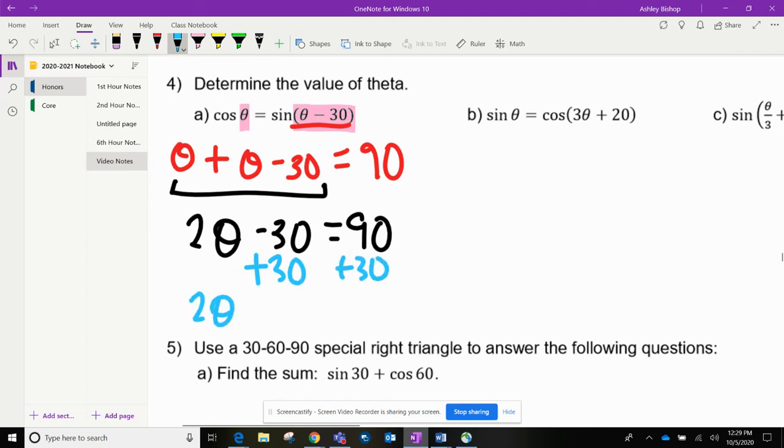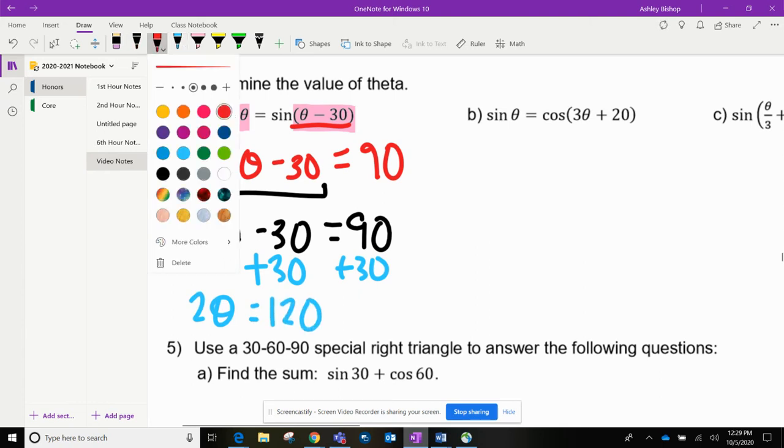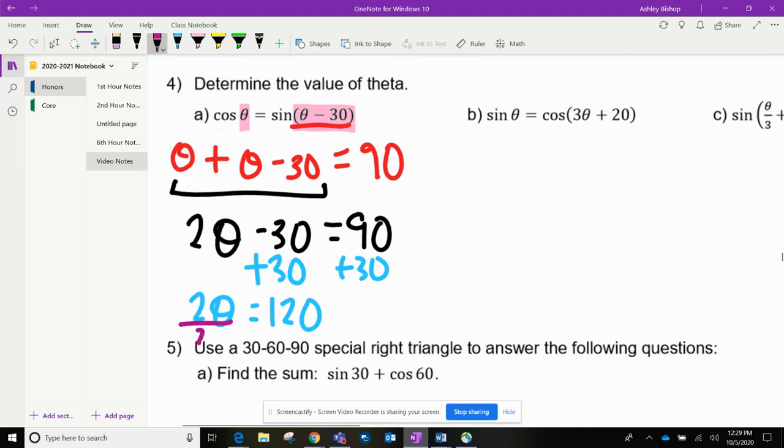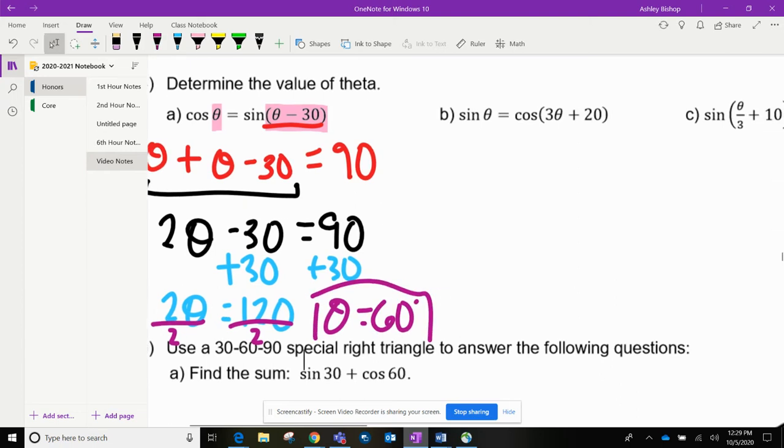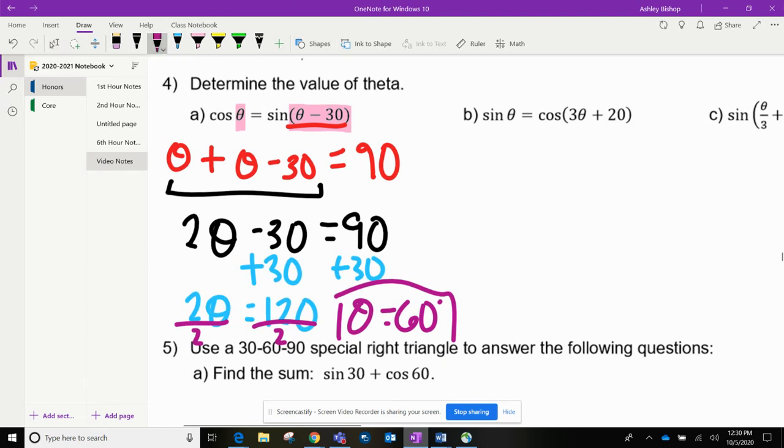Then 2 theta is equal to 120. Get your thetas by themselves, so divide everything by that 2. And theta is equal to 60. Okay, the problems get quicker as you understand the algebra more. And plug that back in. Theta is 60. 60 minus 30 is 30.